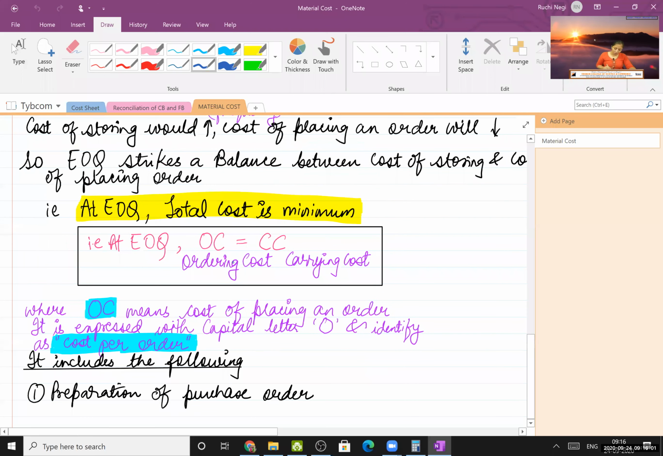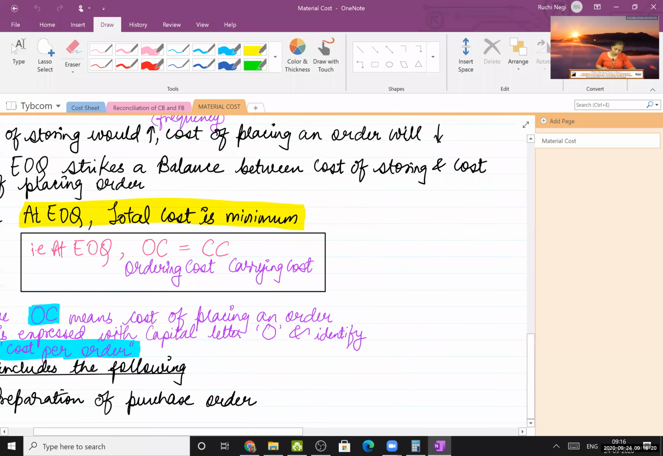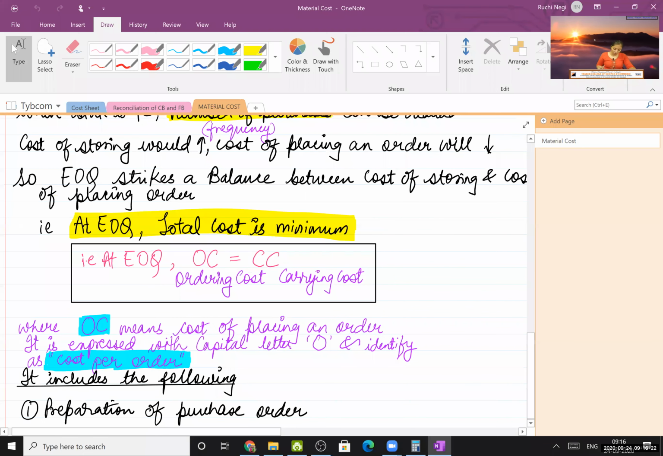Okay, तो ये दोनों मिला के होता है total cost in material cost. So in material cost, total cost is of two types. It is order cost plus carrying cost. Okay, आगे जाके मैं आपको और एक difference इसका बताऊंगी. ठीक है. So देखो, at EOQ it strikes a balance between cost of storing and cost of placing an order. So this equation is very important. ये भूलना मत. Okay, that order cost is equal to carrying cost.